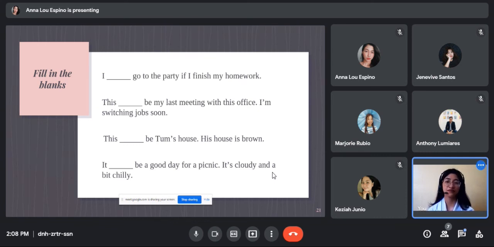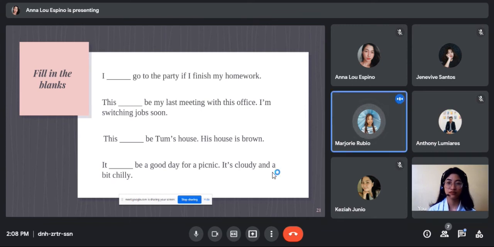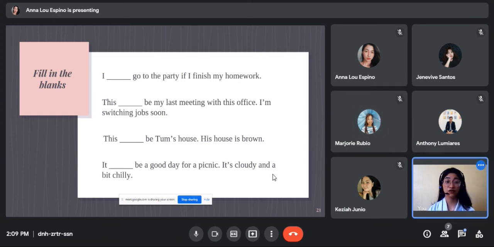How about the third one? Who wants to try? Yes, Miss Rubio. This blank be Tom's house. His house is brown. The answer is this can't be Tom's house. His house is brown. Very good. So your answer is a modal for certainty because there is evidence. You know that Tom's house is brown, no? So maybe that particular white house isn't Tom's, right? Very good. Thank you, Miss Marjorie.